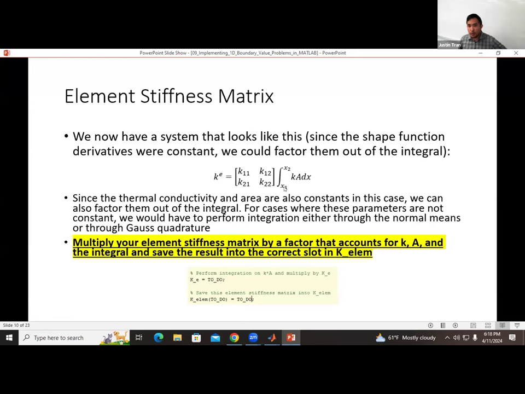So you're going to be performing this integral here, which is x1 to x2 of kA. Since kA is a constant, it's going to cancel out, and then you're just integrating dx. The integral from x1 to x2 of dx is an integral we can do by hand. It's a very simple integral, so there's no need for Gauss quadrature here. We end up with just x2 minus x1, which is the length of the element, your LE.